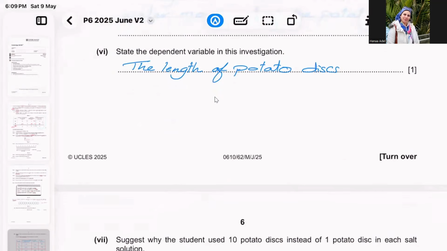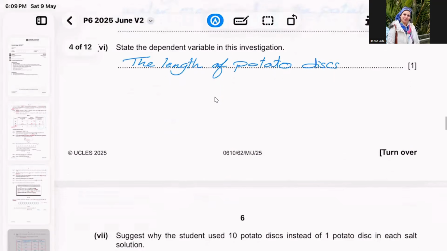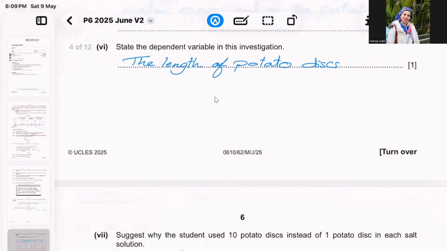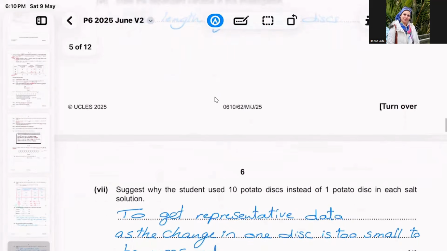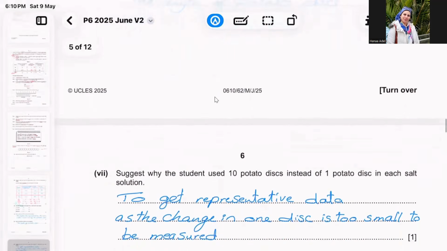Suggest why the student used 10 potato discs instead of 1 potato disc in each salt solution. We know that if you have just 1 potato disc, it is hard to measure. So we have to get representative data. We have to increase the sample so it can be easily measured. As the change in 1 disc is too small and too hard to measure, at least we have to measure with 10 potato discs.